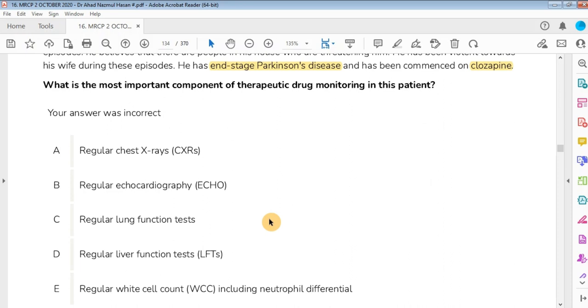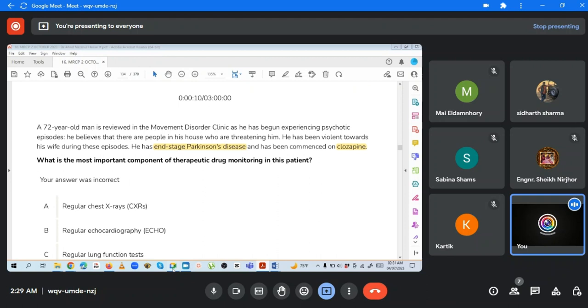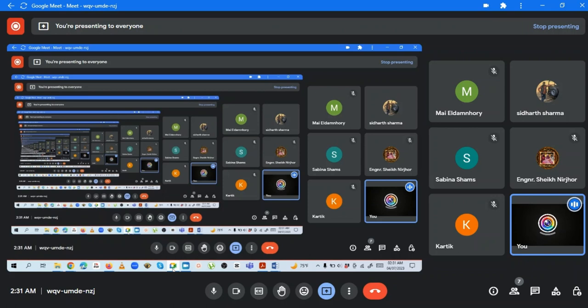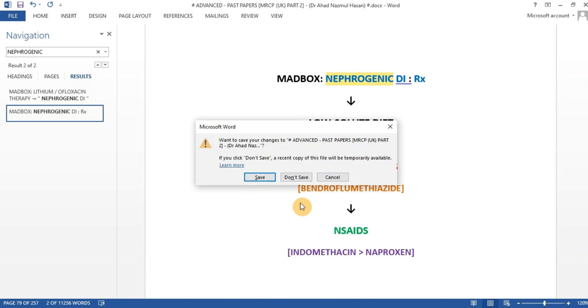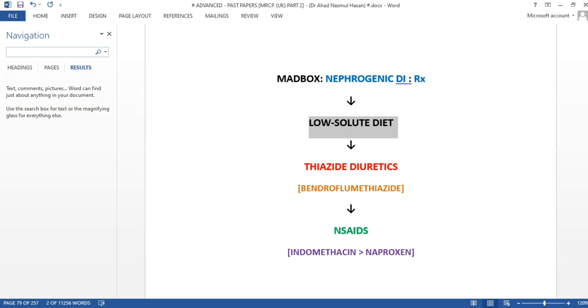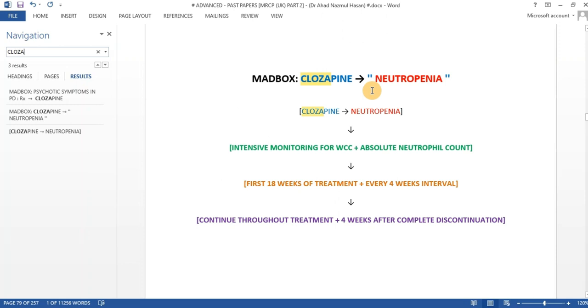So LFT? What is the most common side effect of clozapine? Anyone else? What is the most common side effect of clozapine therapy? Agranulocytosis. Yes, clozapine causes neutropenia.